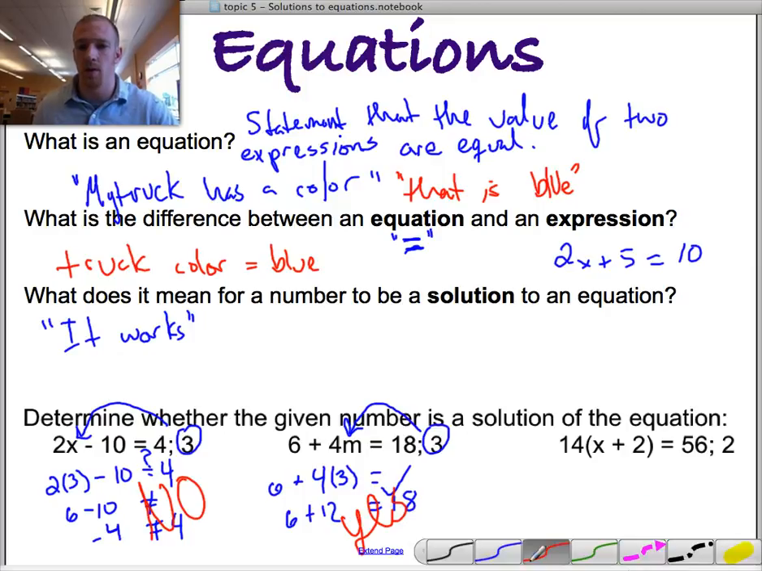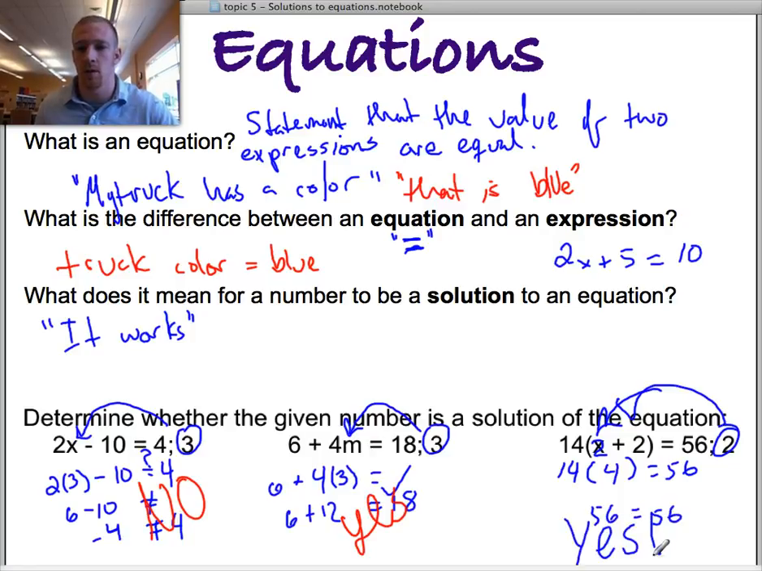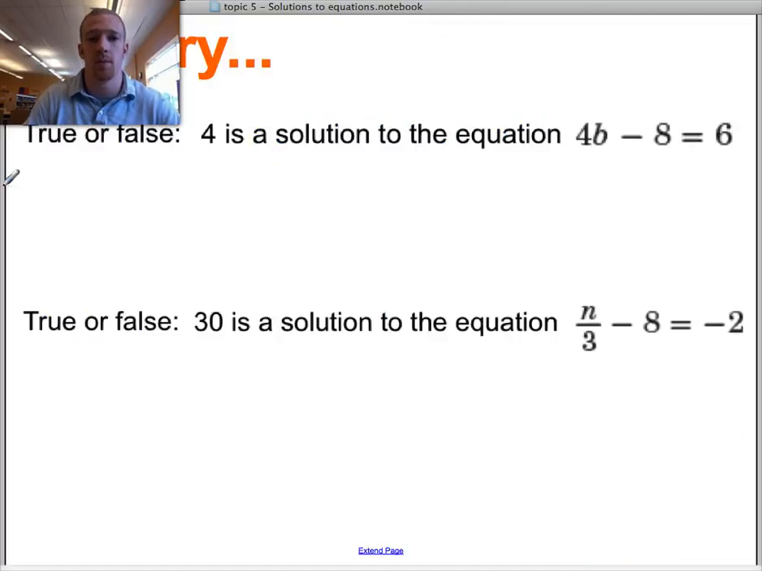I'll try one more. I'm not going to distribute this. I'm going to plug in the number right away. So plug in the 2 right there. So we got 14 times 2 plus 2 is 4 equals 56. 14 times 4 is 56. So, yes. All right, so then here are your Utries. Try a couple of these, and we'll be going over this and the other stuff next class.